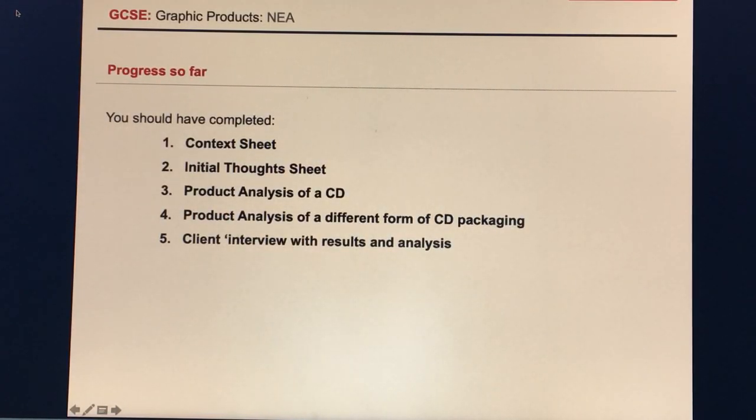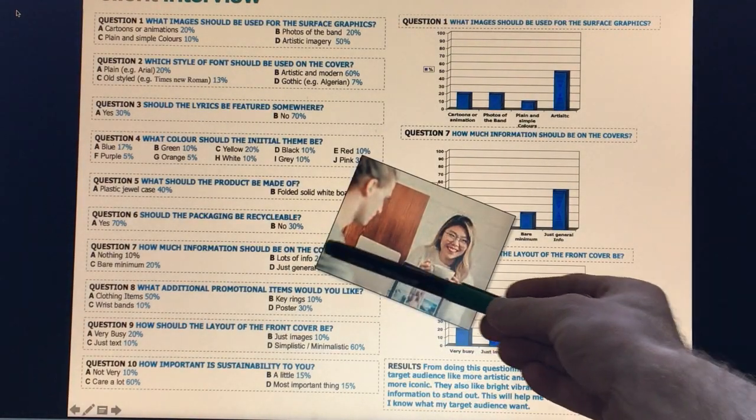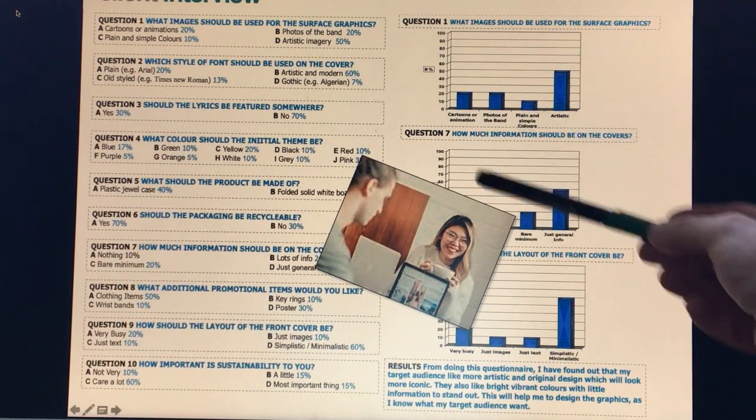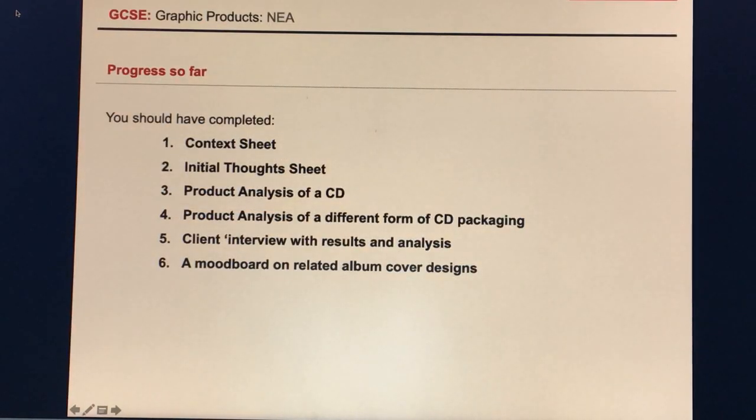Then you've got number 5, your client interview with your results of your analysis. So you've got your questions, the results, and the results in a visual form, and then the analysis. What have you found out from asking your client? Then you've got your 2 mood boards.